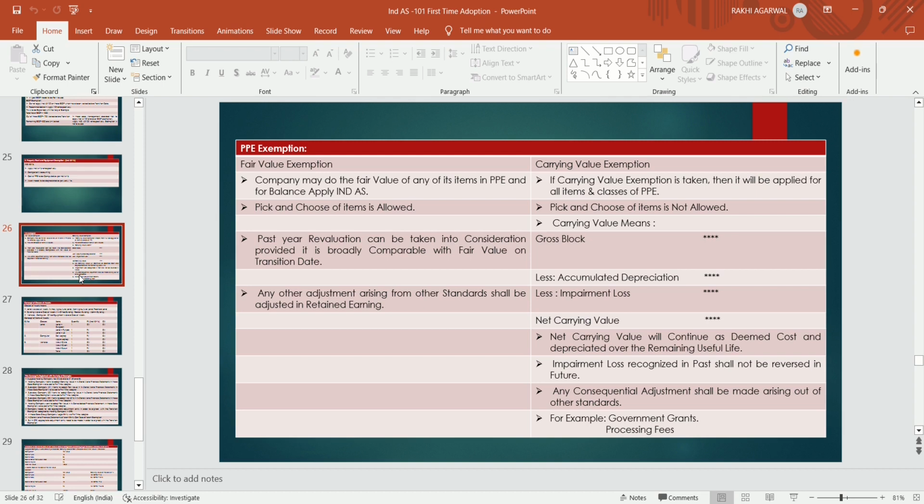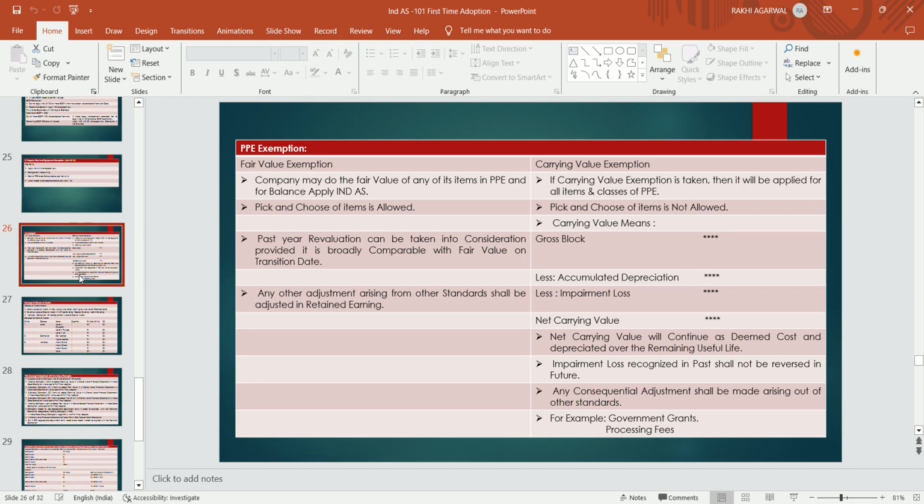But in carrying value exemption, what is the carrying value exemption? If the entity avails the carrying value exemption, then it will be applied for all the items. This exemption is applied to all the items and classes of PPE. Pick and choose of items is not available in this exemption.